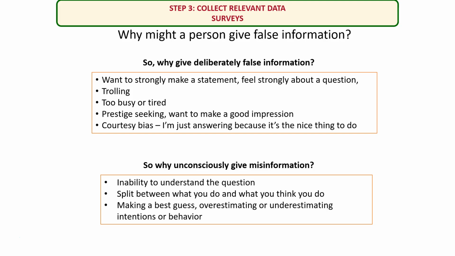Deliberately false information: you'll get customers who want to strongly make a statement or feel strongly about a question. They may be trolling you, or they just want to do it because they're troublemakers. They might be busy or tired and they're just like, close enough. They might be prestige seeking or want to make a good impression on you, so they'll tell you something that makes them look good. And there might be a courtesy bias: I'm just answering because it's nice to do.